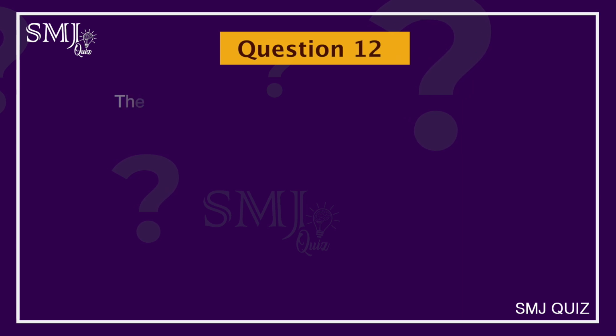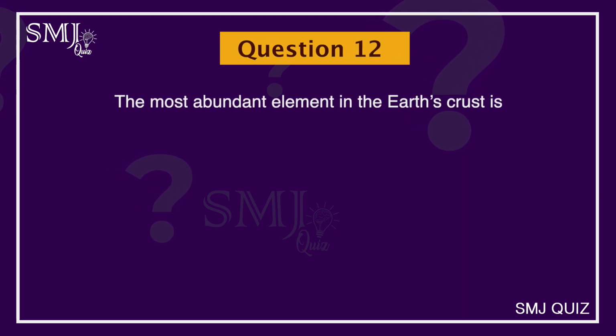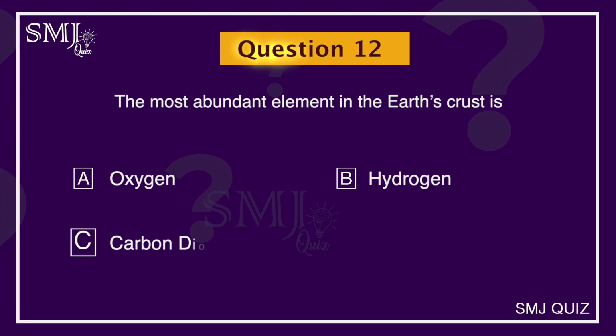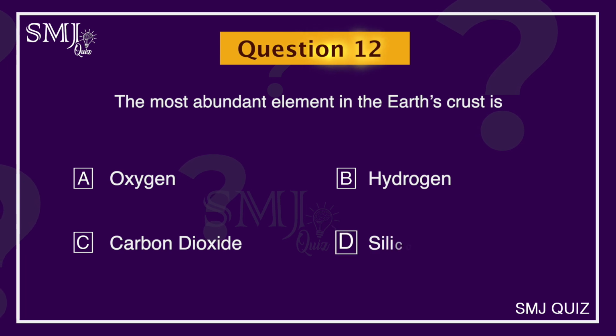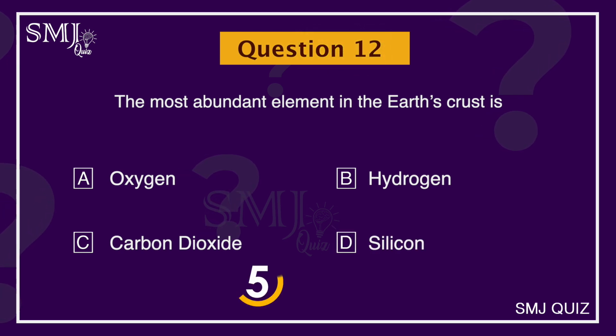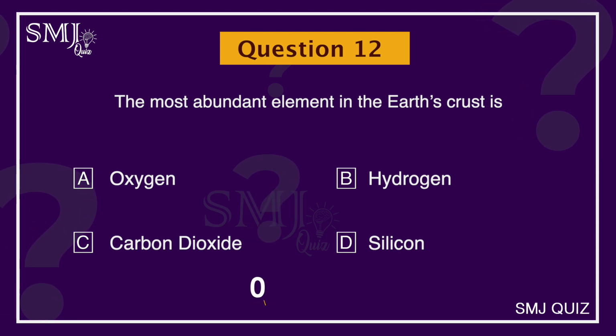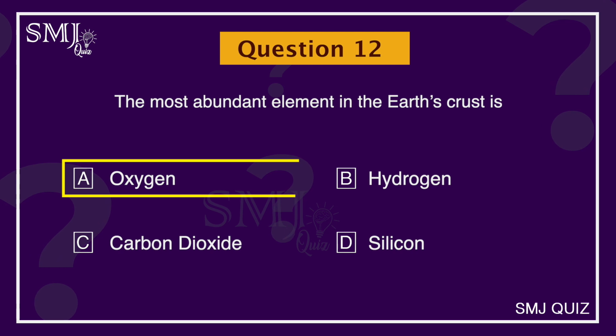Question 12. The most abundant element in the Earth's crust is A. Oxygen, B. Hydrogen, C. Carbon dioxide, D. Silicon. The answer is A. Oxygen.